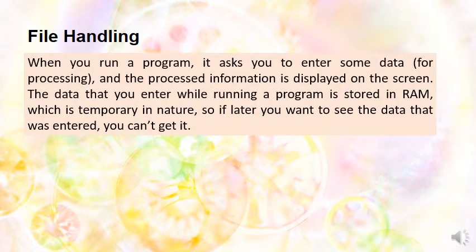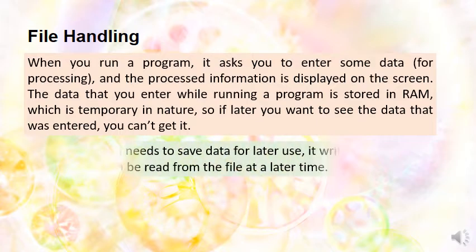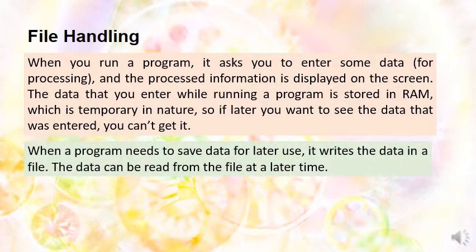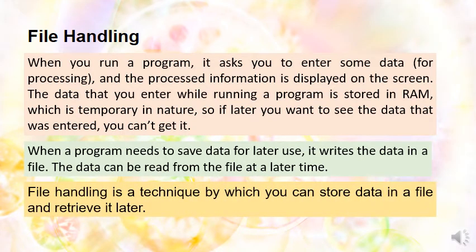When you run a program, it asks you to enter some data and the processed information is displayed on the screen. The data that you enter while running a program is stored in RAM, which is temporary in nature. So if later you want to see the data that was entered, you can't get it. When a program needs to save data for later use, it writes the data in a file. The data can be read from the file at a later time. File handling is a technique by which you can store data in a file and retrieve it later.